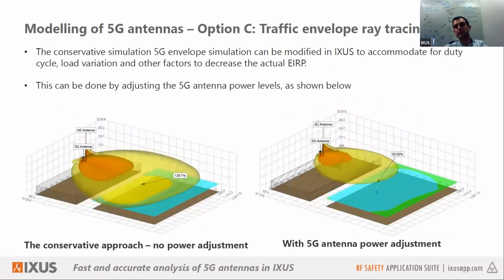Okay, but at this point, you might also think that, if you scale everything according to the gain of the traffic beam, you might sit with a pretty big exclusion zone that's statistically very unlikely to occur, that all the beams will be at full power all the time. As I showed in a previous slide, they do reduce as the load increases. So in IXUS, it is more than possible to adjust the input power to account for this, either duty cycle or power reduction factors or so on, to scale the total power.